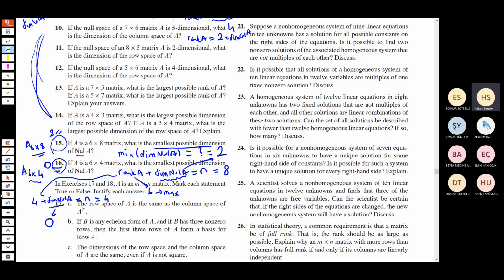Actually, the maximum value of rank is the minimum of the two numbers in the size. You see, what is the minimum of 6 and 8? It is equal to 6. What is the minimum of 6 and 4? It is equal to 4. Automatically, you can think this way to find the maximum value of the rank of the matrix. Okay?